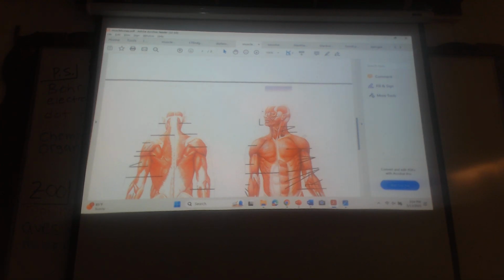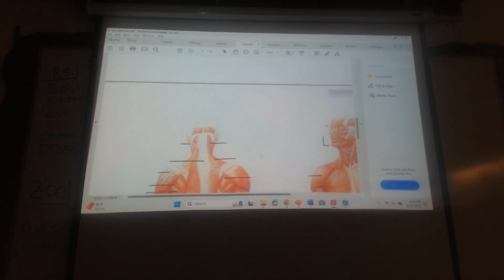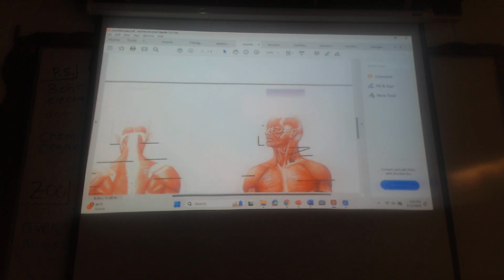So this muscle right here, it clenches and closes the jaw. The masseter. That's right. Maybe we should enlarge that a little bit. Here's the masseter muscle right here. Here is the zygomatic muscle right here. Then the buccinator is underneath here.